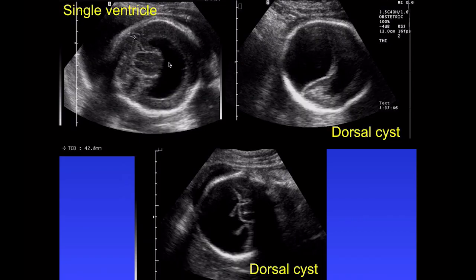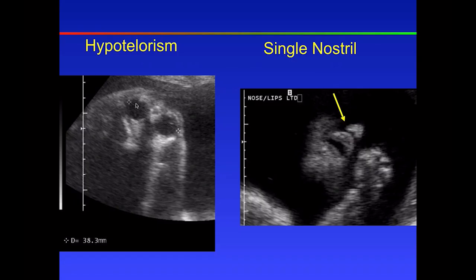Here we have the monoventricle and the fused thalami. We have a dorsal cyst that sits behind the monoventricle, and you can see it in this coronal plane as well. And then here we have hypotelorism, where you do not see the orbit in between the two. And this fetus also has a single nostril, which goes along with holoprosencephaly of midline facial defects.